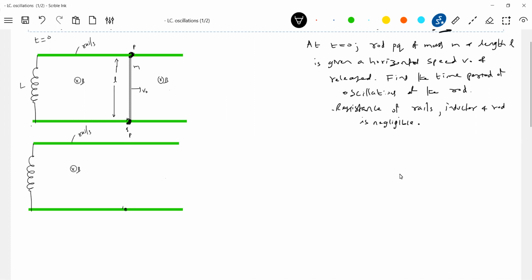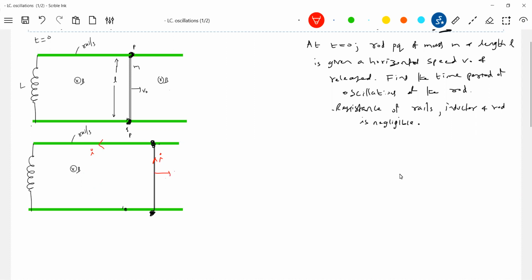The position of the rod is going to change. So the rod, let it be somewhere here. This will be the position of the rod. Then negative flux increases, by Lenz's law. B into the plane, negative flux. As the rod moves towards the right, negative flux increases, so induced EMF is positive. The induced current will flow anti-clockwise.